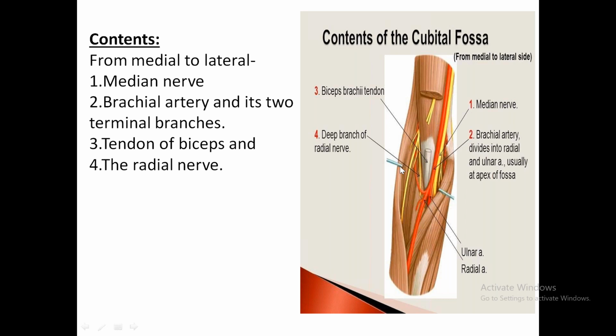This is a most important question for your written exam. You have to draw and label the boundary and contents of the cubital fossa.